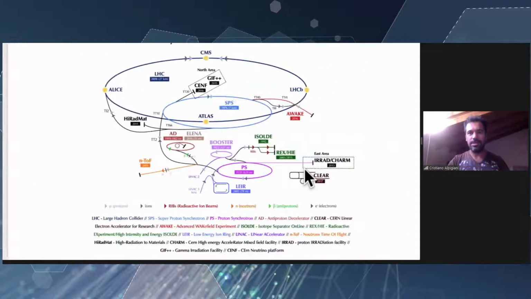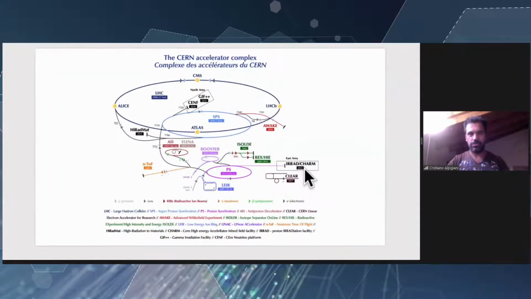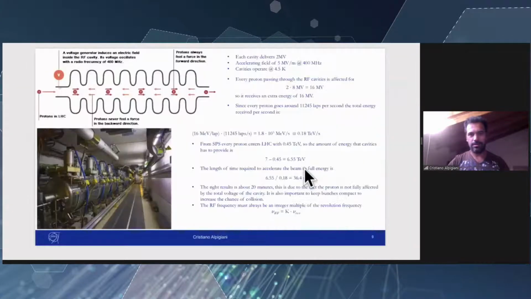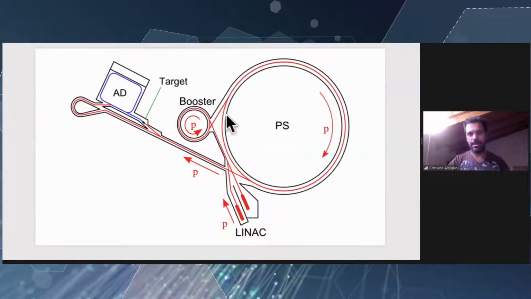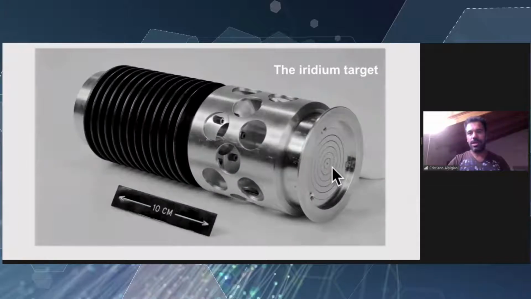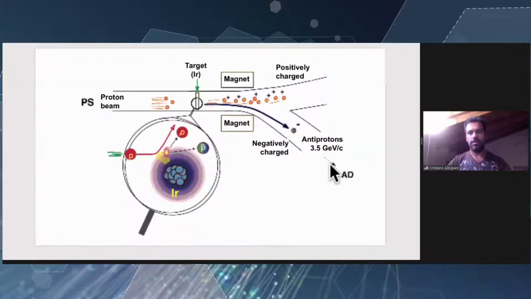Now, let me just show you what I mean by target. So this is the map I was describing: the LINAC, the protons start going to the booster, then the proton synchrotron, and then finally going to the AD. When they reach the AD, this is the iridium target I was mentioning before. So the protons hit the target. There are some nuclear interactions inside the target, and then you produce particles. And this is a schematic view of what happens.